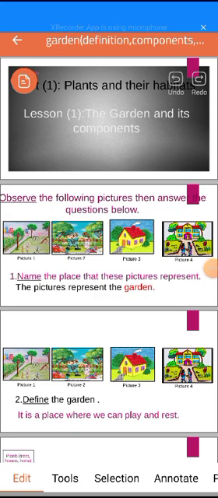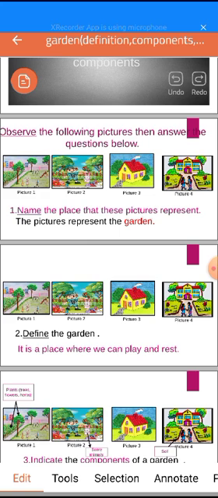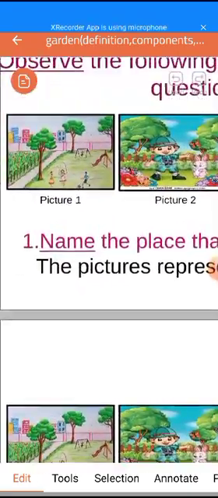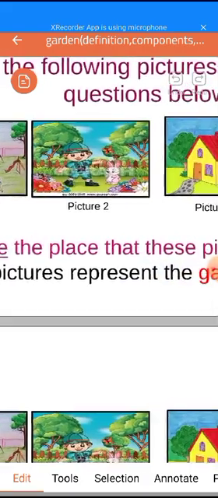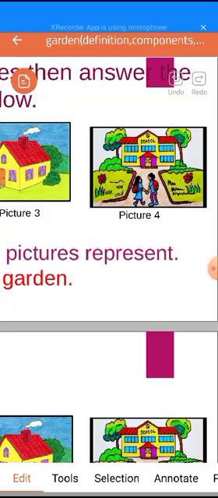Hope you're doing well. I'm your science teacher, and our lesson today is about the garden. Observe the following pictures, then answer the questions below. Observe means let us look together carefully at these 4 pictures in order to answer the questions. So let us observe the pictures. Picture 1, Picture 2, Picture 3, and Picture 4.